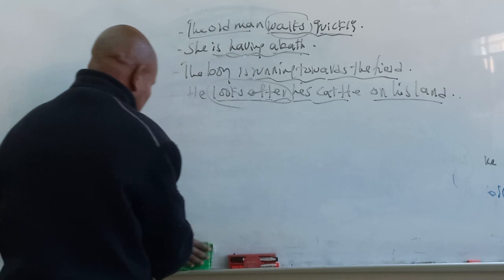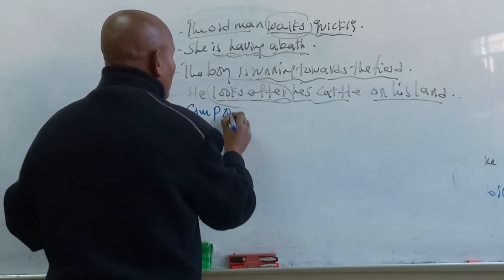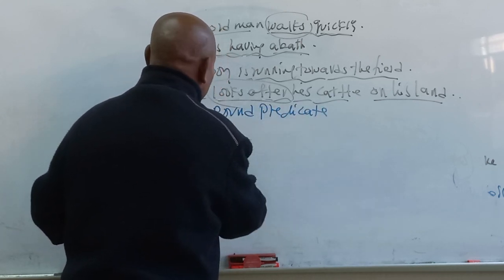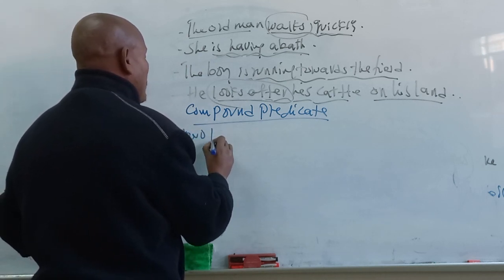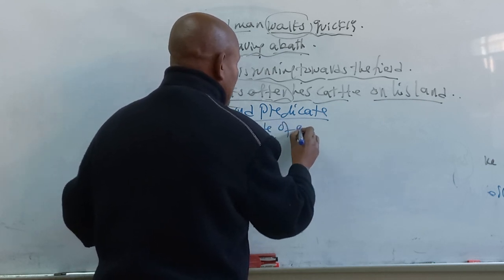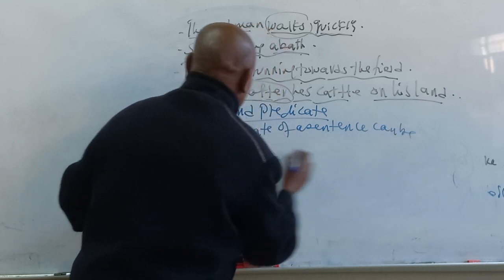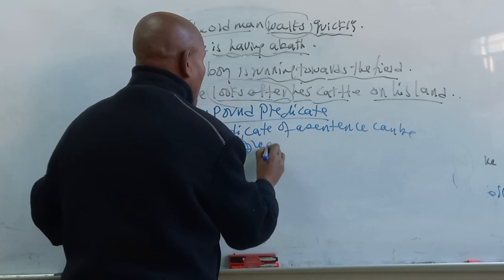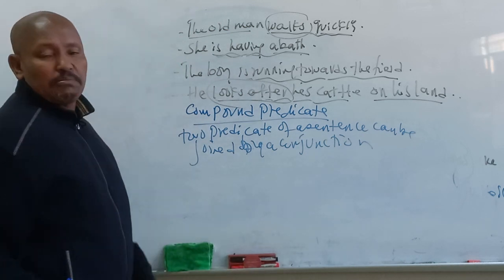And the other one is called compound predicate. ሶስተኛው የምናየው compound predicate. What does compound predicate mean? Yeah, two predicates, two verbs. Two predicates of a sentence joined by a conjunction. This is called compound predicate.